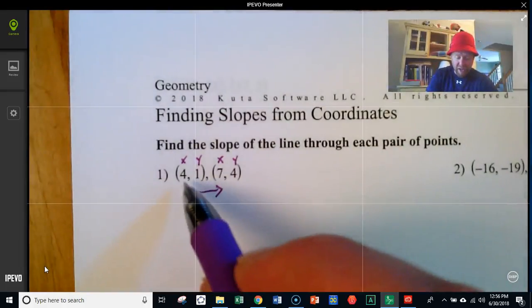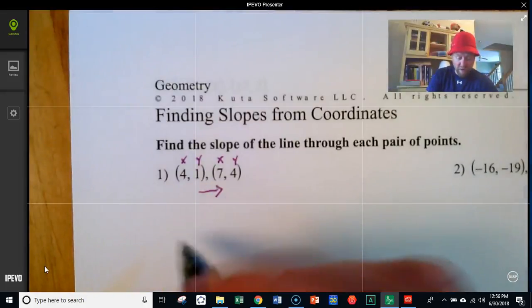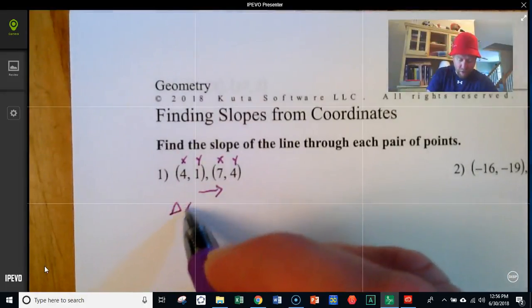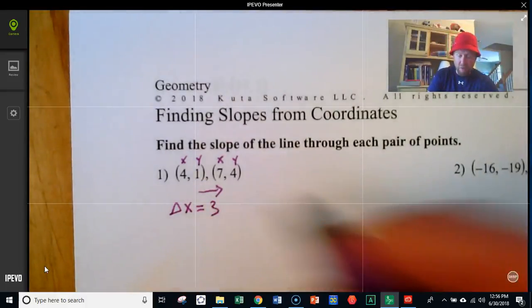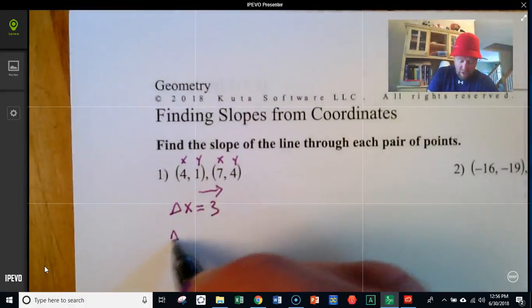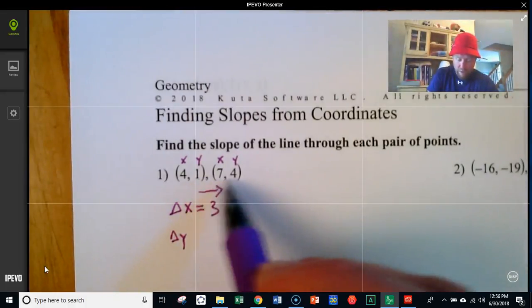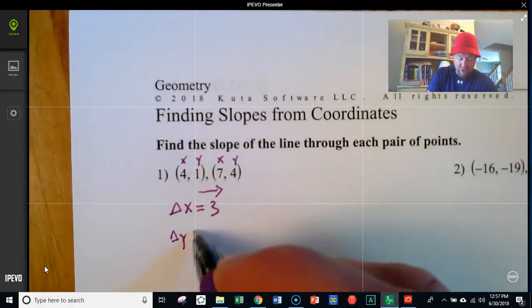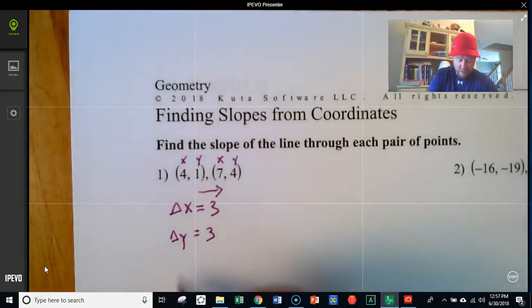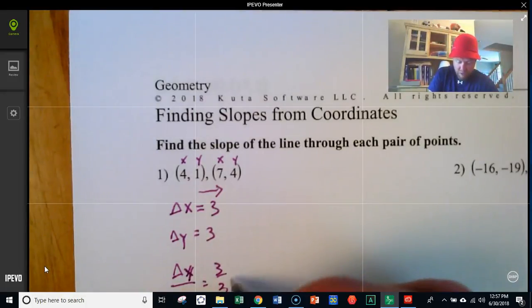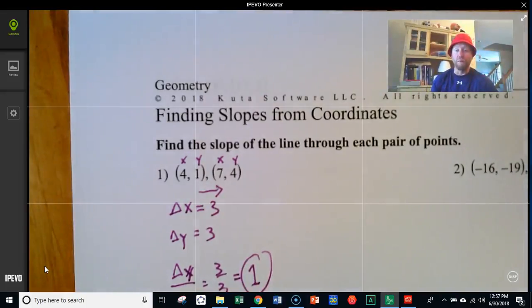Now our change in x, we went from 4 to 7. So our delta x is 4, 5, 6, 7. Our delta x is 3. And our change in y went from 1 to 4. So our change in y is 1, 2, 3, 4, also 3. So our slope, delta y over delta x, is 3 over 3, which is just 1. Okay?